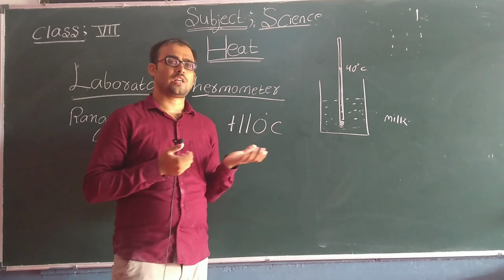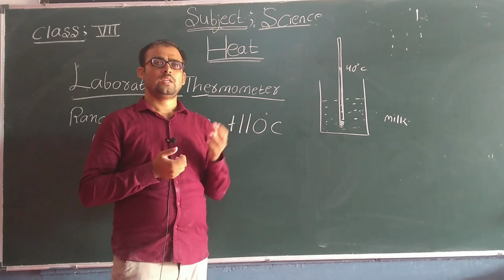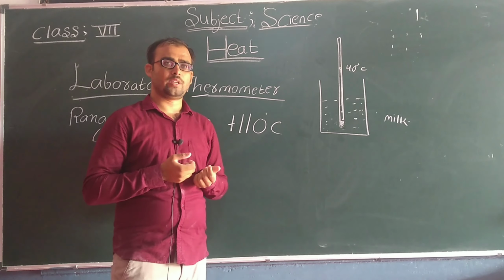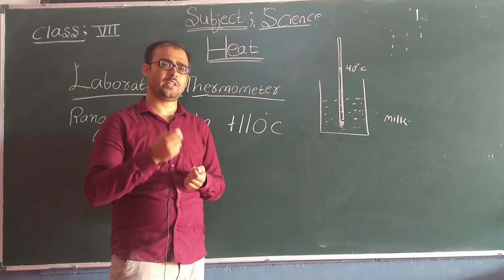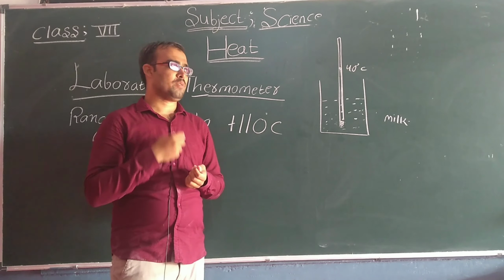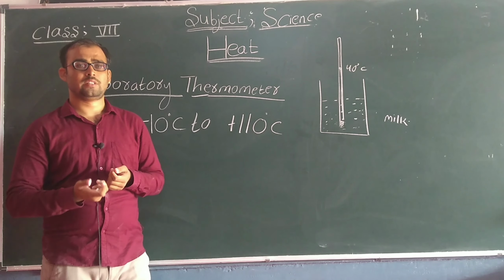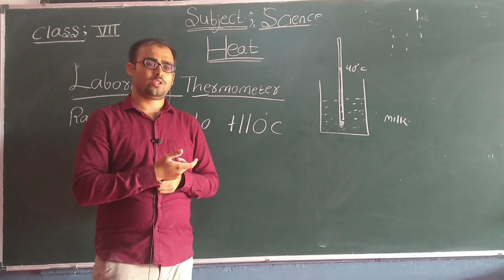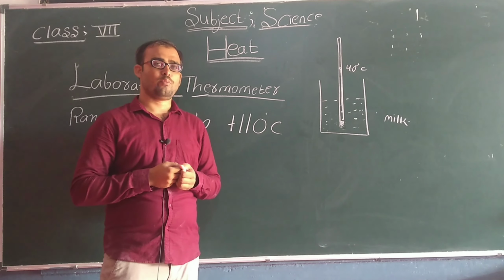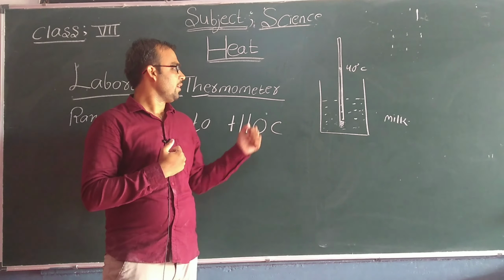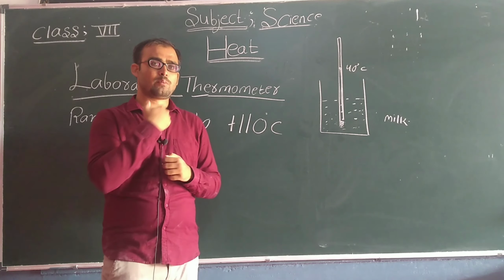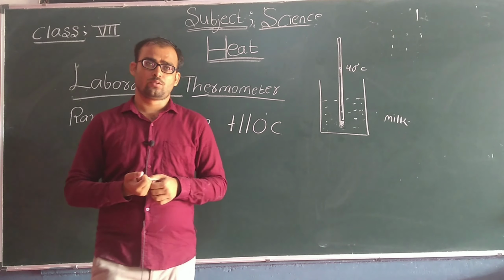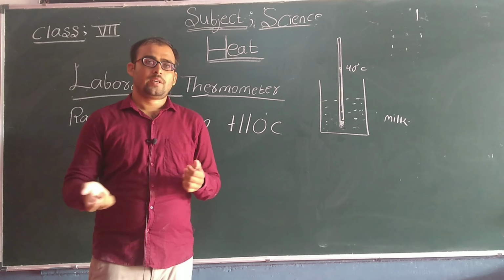Nowadays, digital thermometers are used. Why? Because the thermometers we use contain mercury. Mercury is highly poisonous and very toxic. If someone consumes mercury they can die. To avoid such serious issues, digital thermometers have replaced them. In digital thermometers there is no mercury, so there is no risk of death.